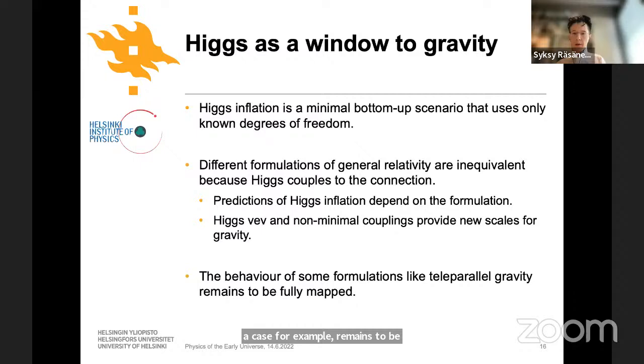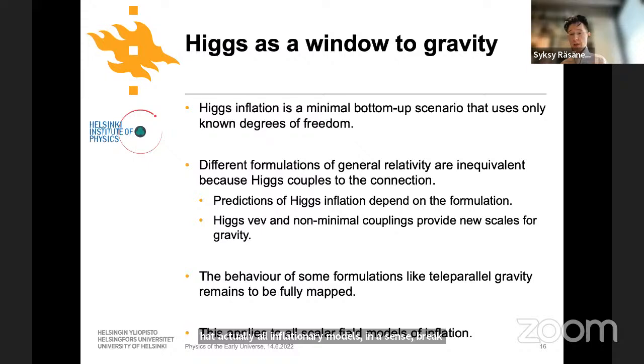And I would also like to note that what I say is true in a sense for all models of inflation, or at least all scalar field models. So if you have any scalar field, then quantum corrections will generate this non-minimal coupling, and it will be non-zero on some scale. So this means that actually all inflationary models, in a sense, break the equivalence between these different formulations of gravity. But it's just a quantitative question.